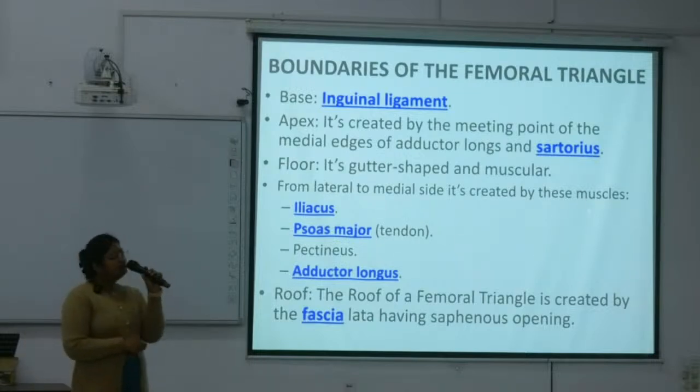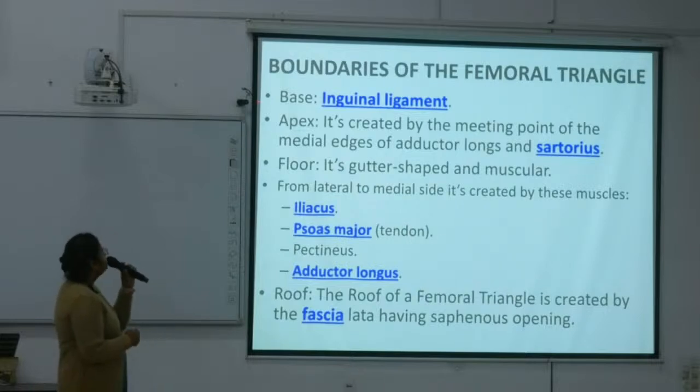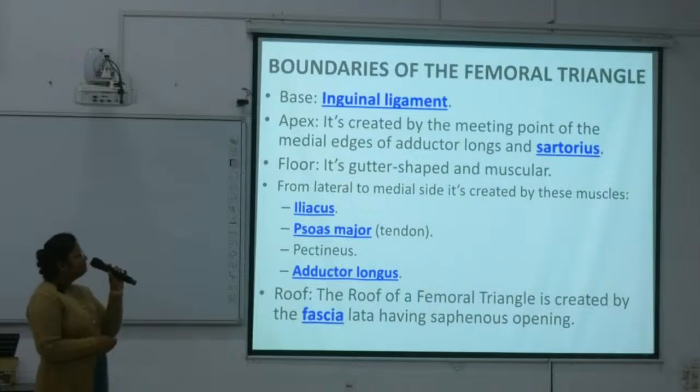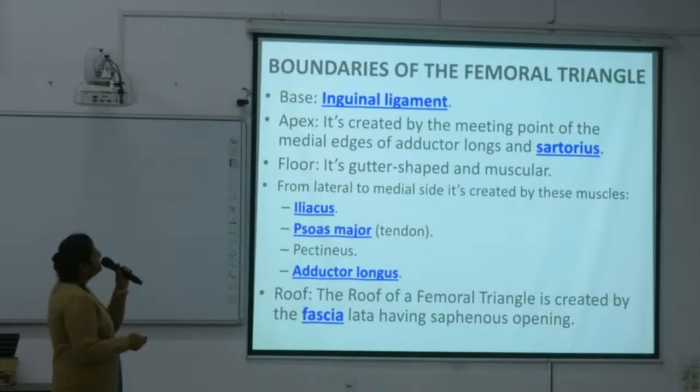The boundaries of the femoral triangle are very important. You will be shown this area in your dissection also. The base of this triangle is formed by the inguinal ligament. The base is above, and the apex is created by the meeting point of the medial edge of adductor longus and sartorius. The lateral boundary is the medial border of sartorius and the medial boundary is the medial border of adductor longus.